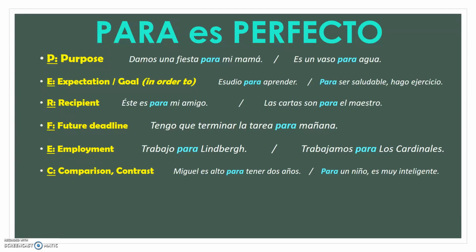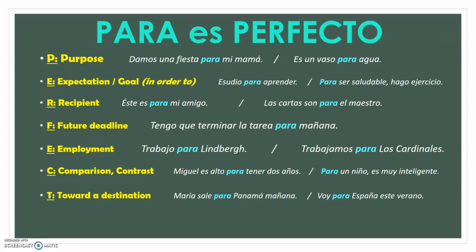C stands for comparison or contrast. Miguel es alto para tener 2 años. Para un niño es muy inteligente. Miguel is tall for just being 2 years old. For a small child, he is really smart. So showing that comparison or contrast.